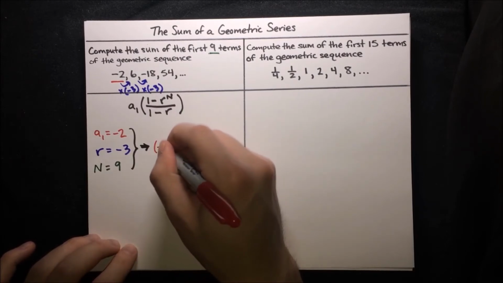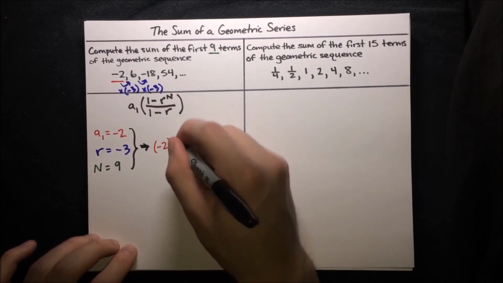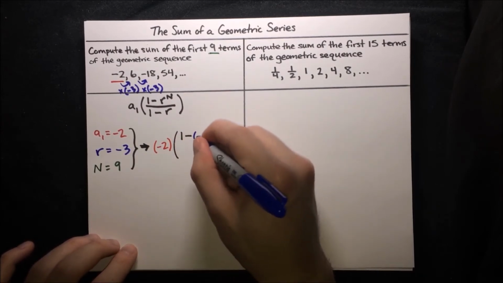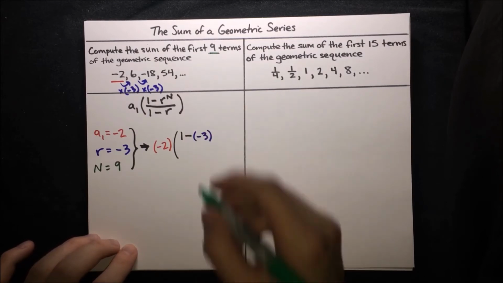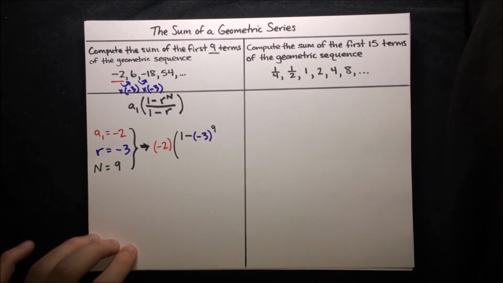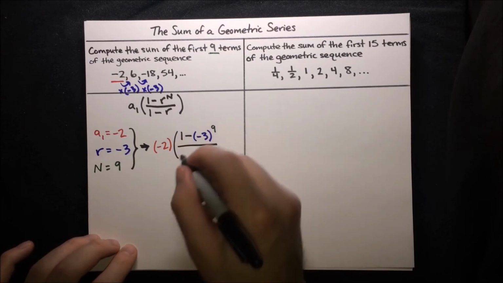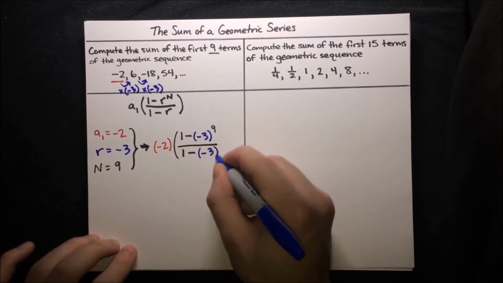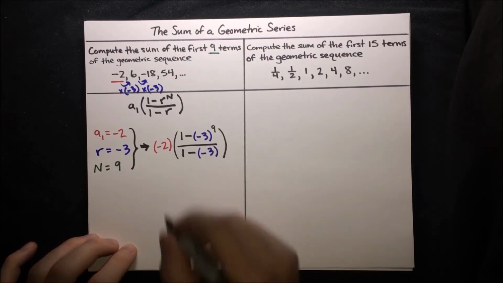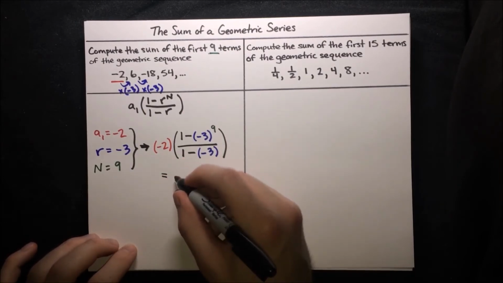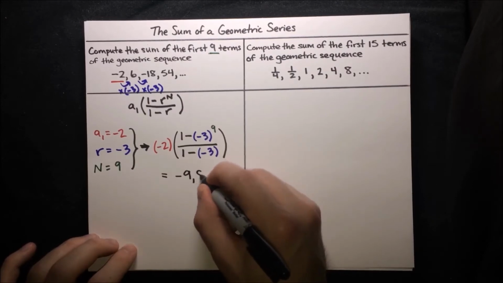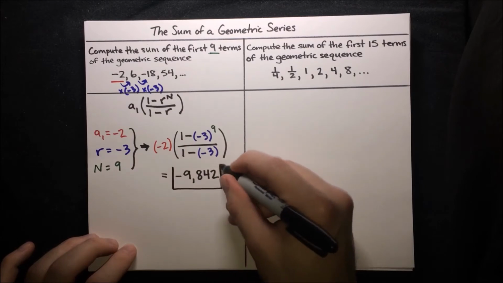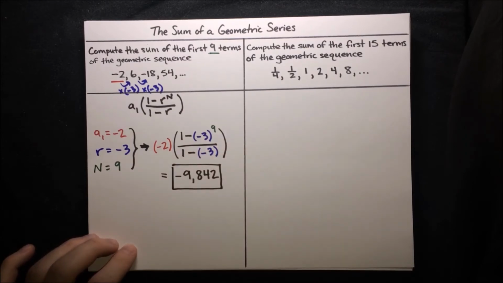We put all this together and plug it into the formula. A1 is -2, then times the fraction 1 minus the common ratio, -3, raised to the nth power, so raised to the 9th power, over 1 minus the common ratio, 1 minus -3. And the result, this is equal to -9,842. So there we go. There is our sum. Alright, on to the next problem.